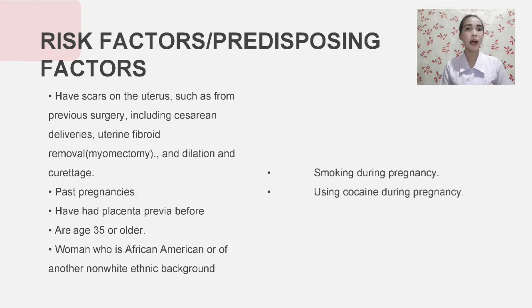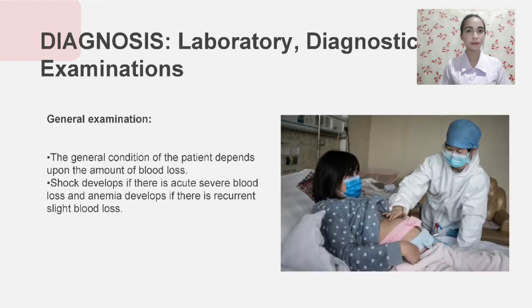And if you had past pregnancies or had placenta previa before, and if you are age 35 or older, and if you're a woman who is African American or another non-white ethnic background. Risk factors that can be controlled include smoking during pregnancy and using cocaine during pregnancy.